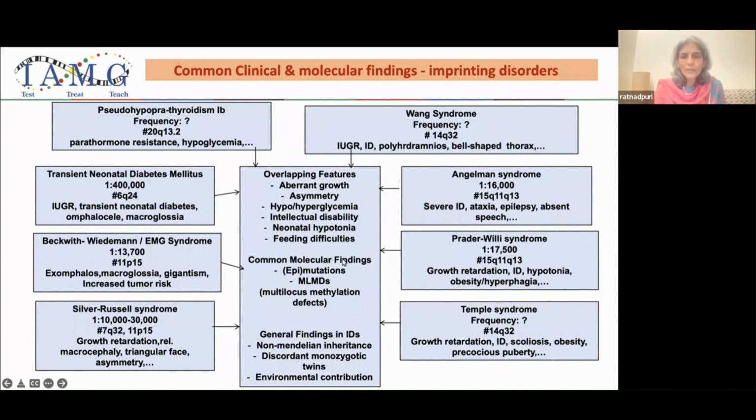The common molecular mechanisms include epimutations. Very few occur because of direct mutations, and methylation defects at different loci. The general finding in most of these is the presence of intellectual disability. There is a non-Mendelian pattern of inheritance. It does not follow the typical Mendelian pattern of inheritance. The additional findings that are seen in specific disorders like transient neonatal diabetes mellitus, pseudohypoparathyroidism, Wang syndrome have also been noted.